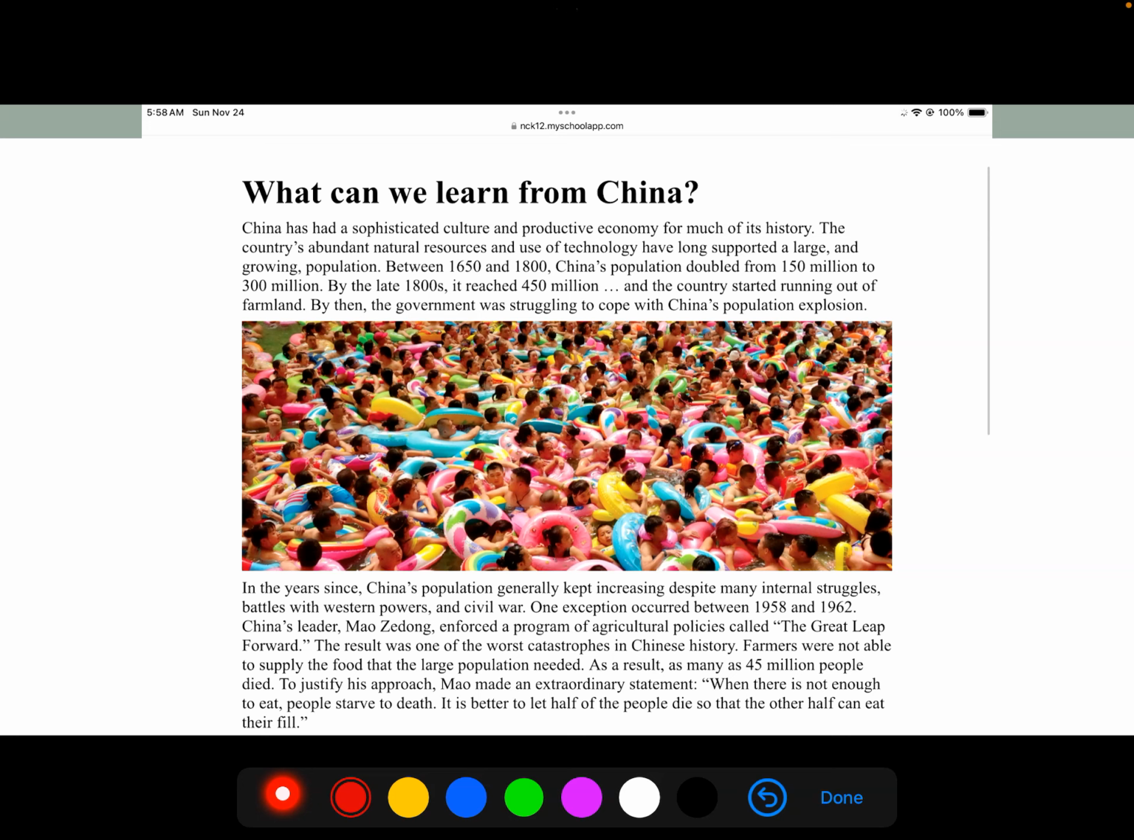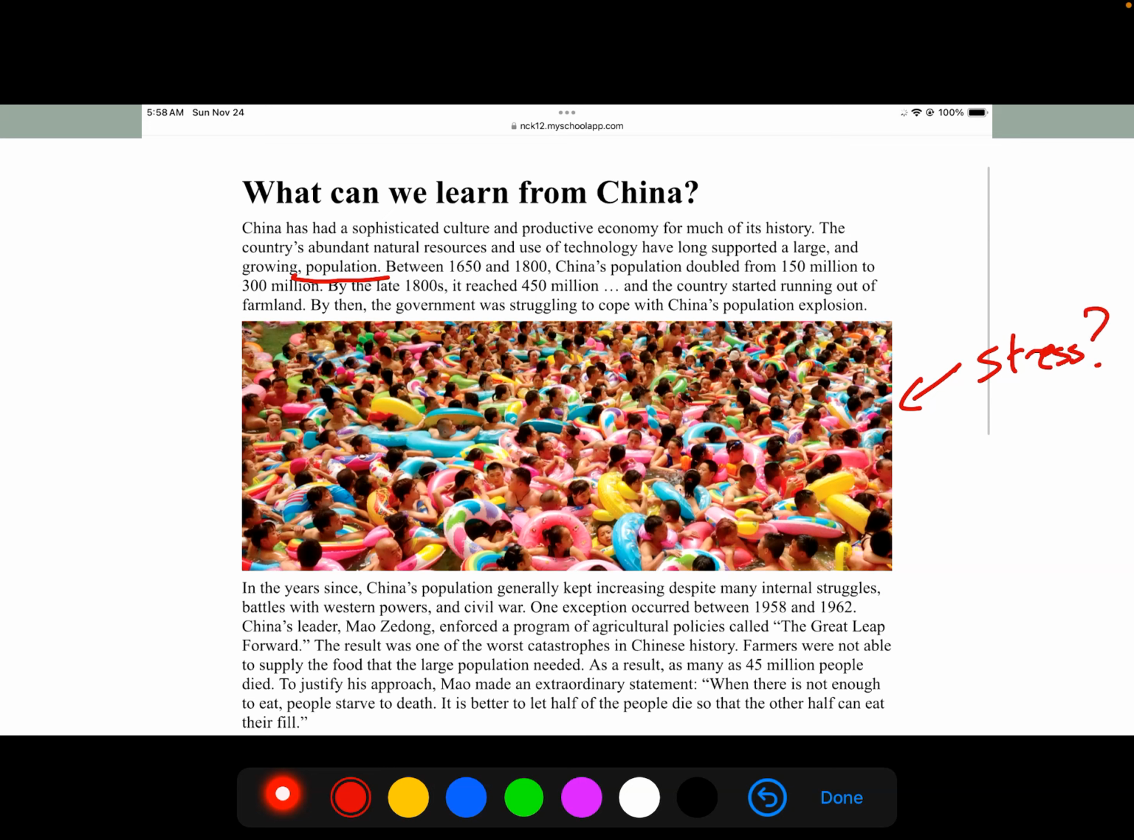China has had a sophisticated culture and productive economy for much of its history. The country's abundant natural resources and use of technology have long supported a large and growing population. So that's what we're talking about. Between 1650 and 1800, China's population doubled from 150 million to 300 million. By the late 1800s, it had reached 450 million. And the country started running out of farmland. So the government started struggling. Population explosion. I mean, would that stress you out? Does that look relaxing or does that look stressful?